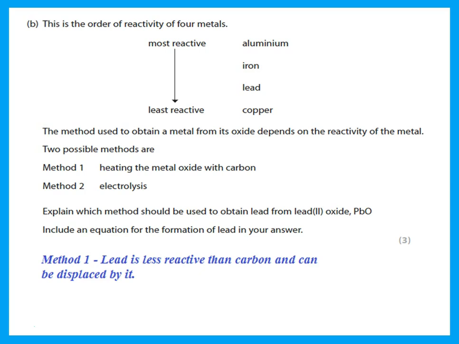He says include an equation for the formation of lead. That means that I start with lead oxide. If I'm going to reduce it with carbon, that will give me lead plus. You can either say lead plus carbon monoxide or lead plus carbon dioxide, and in that case you'll need to balance the equation.